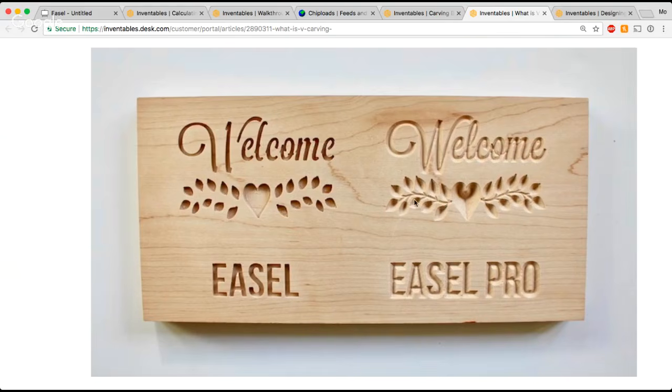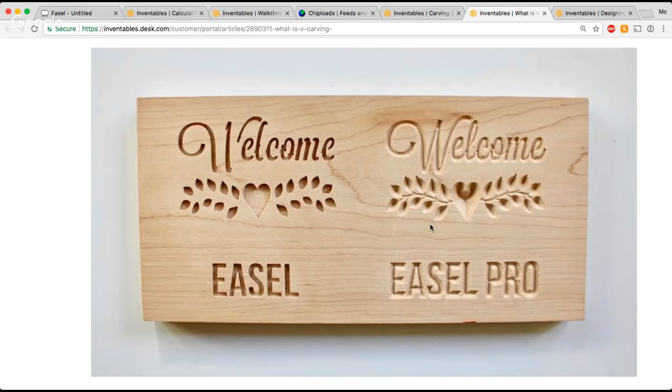The V-bit, on the other hand, can carve all these little intricate details that you're not able to carve with just a regular bit. And so just as a reminder, this is done in Easel with the 1/16, and this is done in Easel Pro with the V-bit. And this was done with a 90-degree V-bit. I checked with Sam, my friend Sam, who did this up for me.